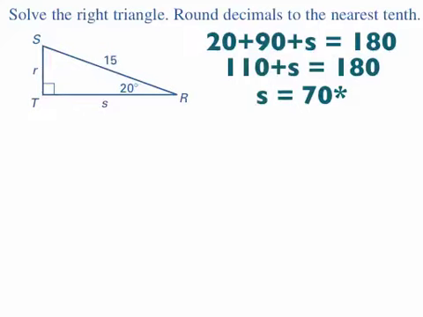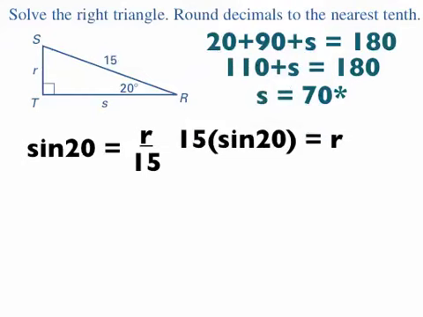Now I'm going to be able to use trig ratios to find the missing side lengths R and S. You can do these in whichever order you want to. I chose to solve for R first. I said that the sine of 20 degrees is the opposite, which is R, over the hypotenuse, which is 15. Multiply both sides by 15, so you would have 15 times the sine of 20 equals R, which would give you 5.1 for R.